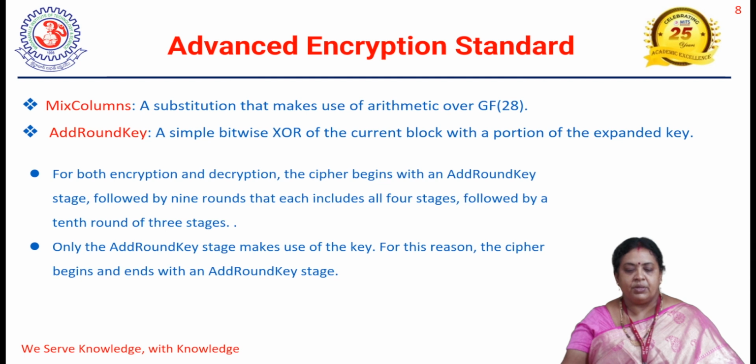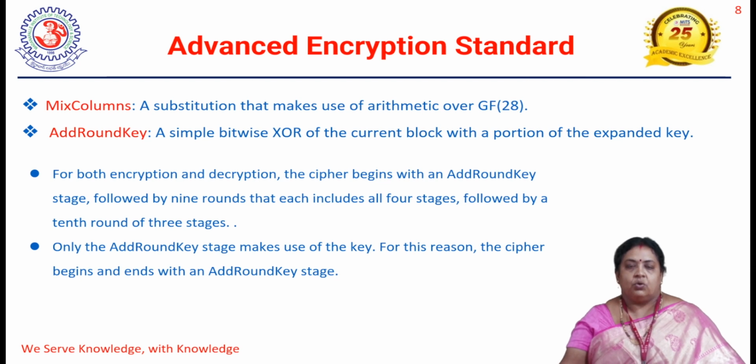So what happens in both the encryption and the decryption process? It begins with the pre-round transformation, where we are going to use a key. In the pre-round transformation, we have only one transformation, that is the add round key transformation. Followed by 9 rounds, and in all the 9 rounds we are using 4 stages: substitute bytes, shift rows, mix columns, and add round key. Followed by the 10th round, the last round of 3 stages only. In the last round, we don't have mix columns.